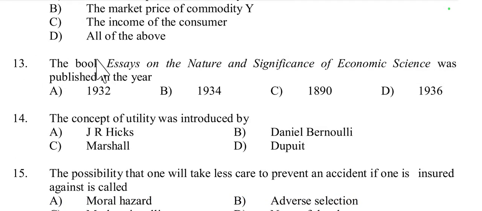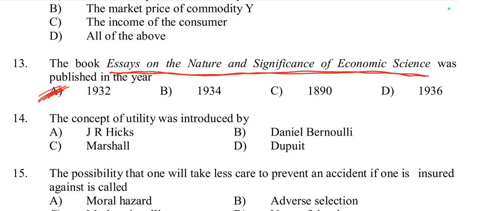In question number 13: the book Essays on the Nature and Significance of Economic Science was published in the year 1932, 1934, 1890 or 1936. The answer is 1932. This was written by Lionel Robbins, and in it he gave the famous definition of economics: economics is the science which studies human behavior as a relationship between ends and scarce means which have alternative uses.